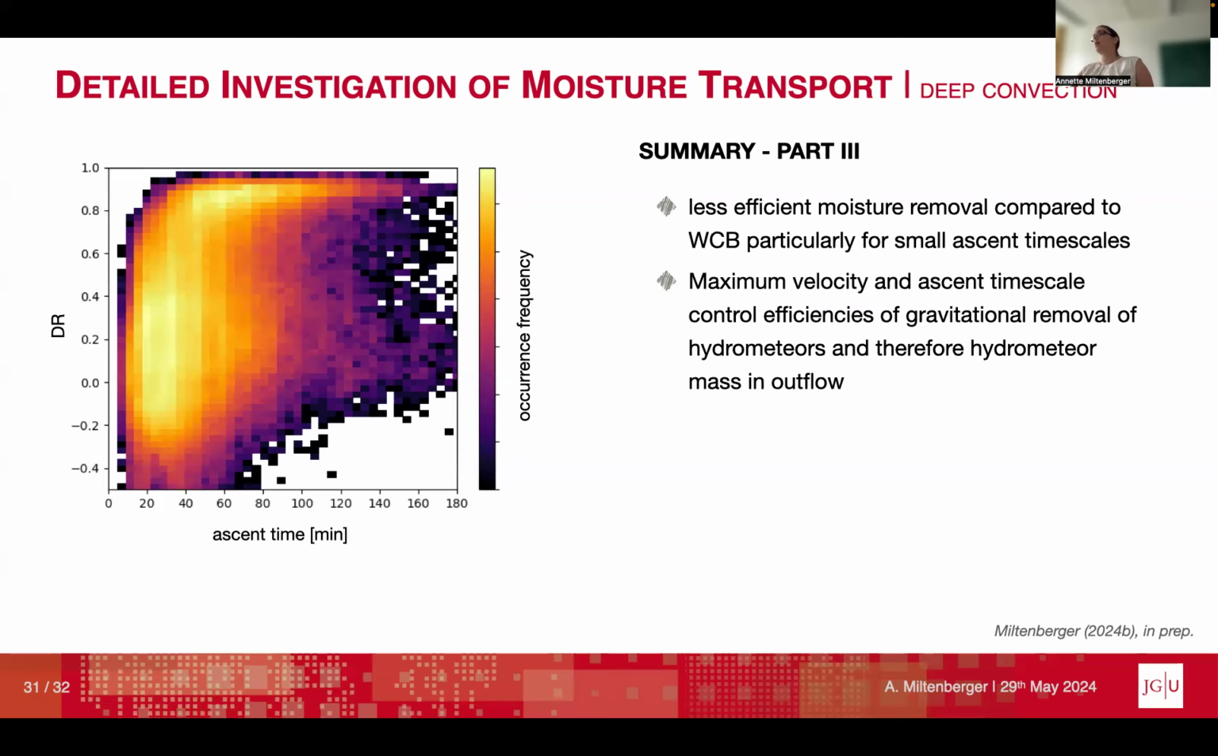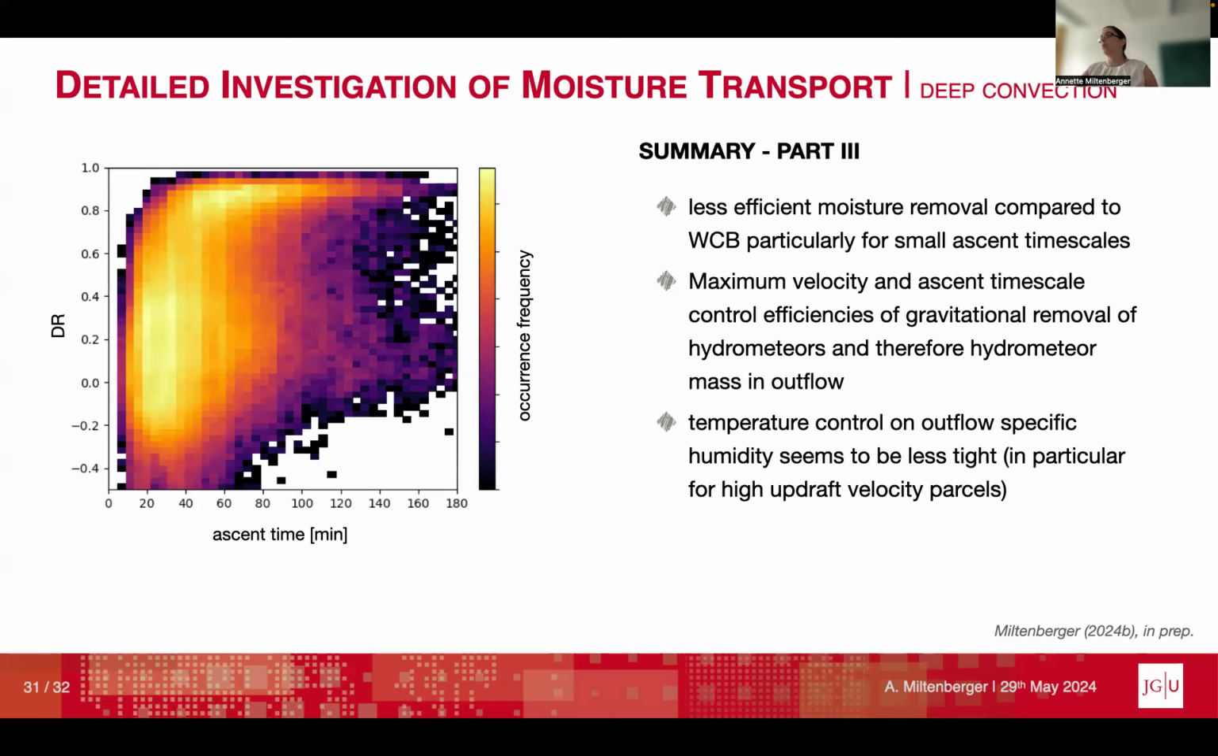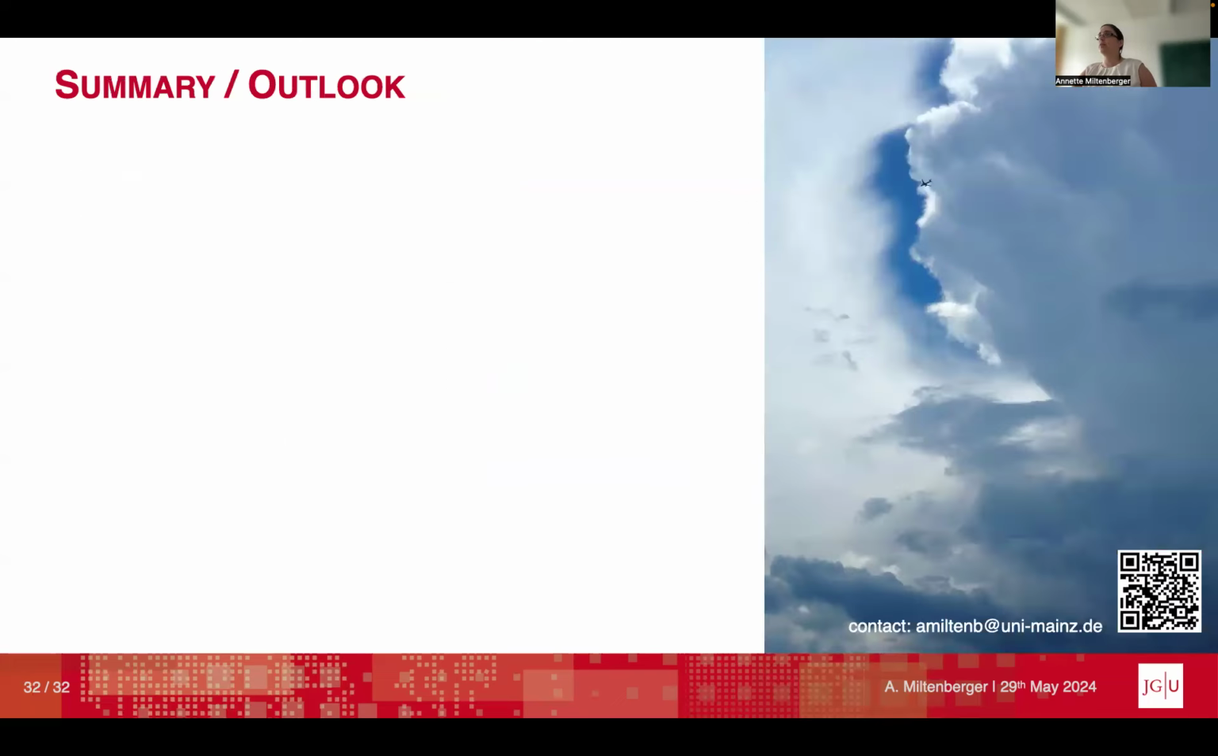So we see less efficient moisture removal compared to warm conveyor belts, particularly for the very small SN timescales. The maximum velocity and the SN timescale very efficiently control the gravitational removal of hydrometeors and therefore the hydrometeor mass in the outflow. There is still a temperature control on the outflow specific humidity, although it seems much less tight than in the warm conveyor belt. And again, the high updraft velocity parcels stick out here.